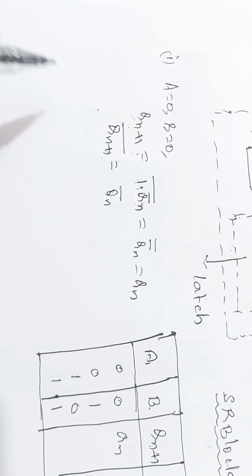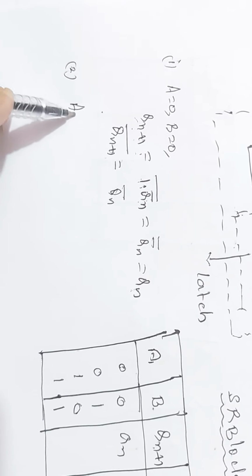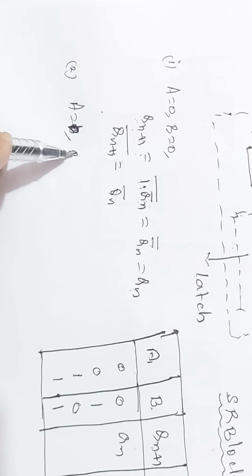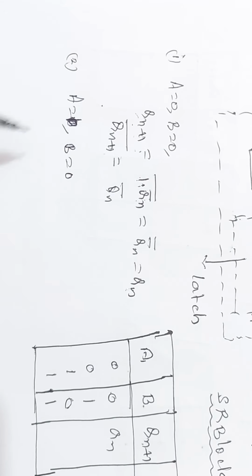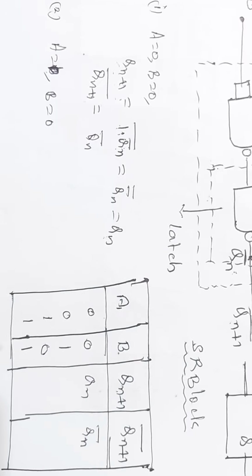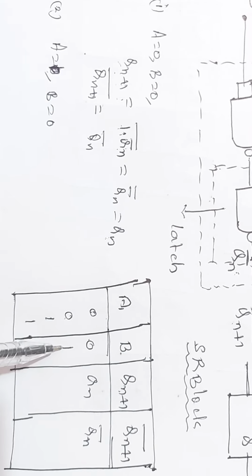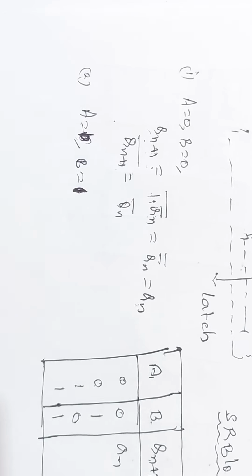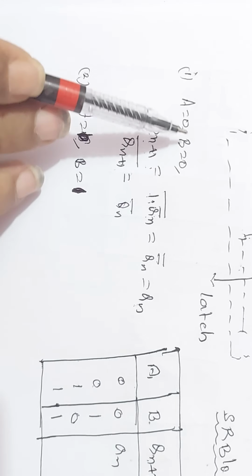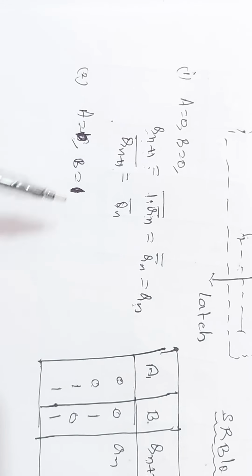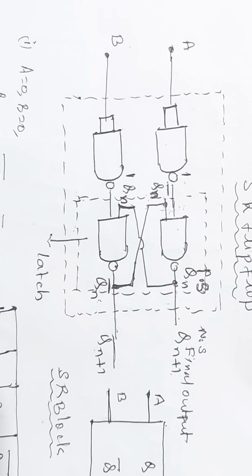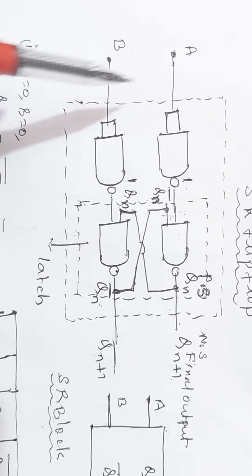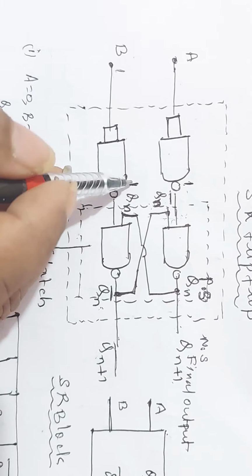I will consider case 2. So, A equals 0, B equals 0, first condition. A equals 0, B equals 1, second condition. Let us consider the next condition. Then what are the outputs? When A equals 0, the complement is 1. And when B is equal to 1, the complement is 0.